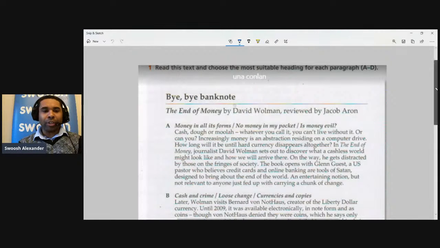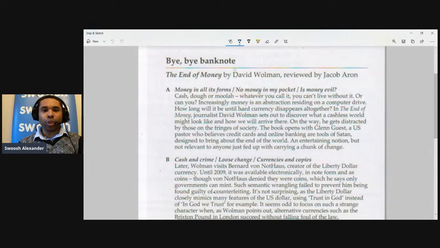And we'll have a look at it together. So 3 options: money in all its forms, no money in my pocket, is money evil? So we want to read this paragraph quite quickly in order to get a sense of the gist or the main idea of the paragraph. So if we have a quick read through, we want to have a look at the first sentence. Cash, dough, or moolah, whatever you call it, you can't live without it. Okay, and then just very quickly, or can you? Money's an abstraction. The end of money, on the way, gets distracted by those on the fringe of society.